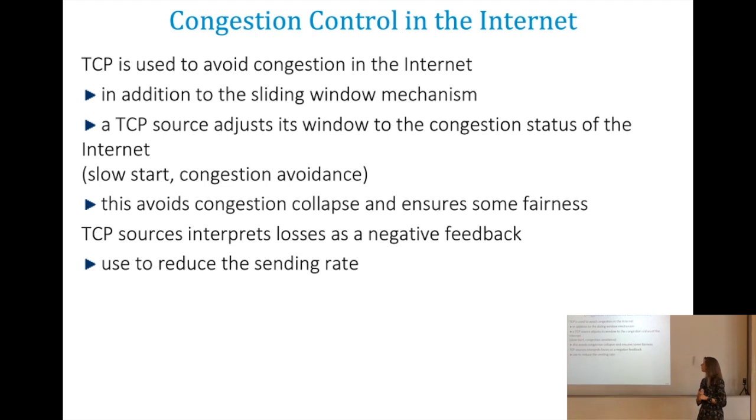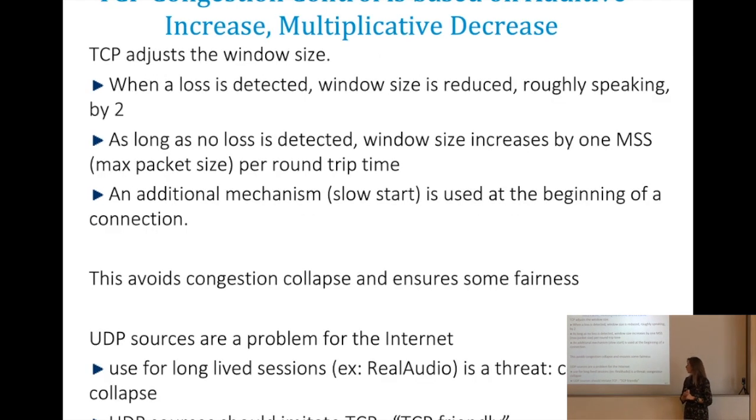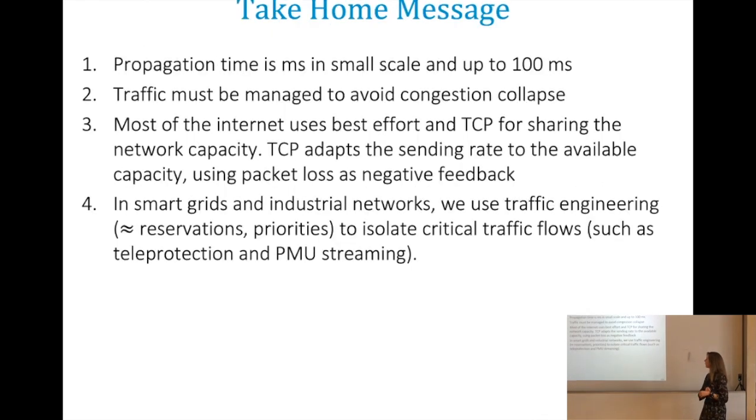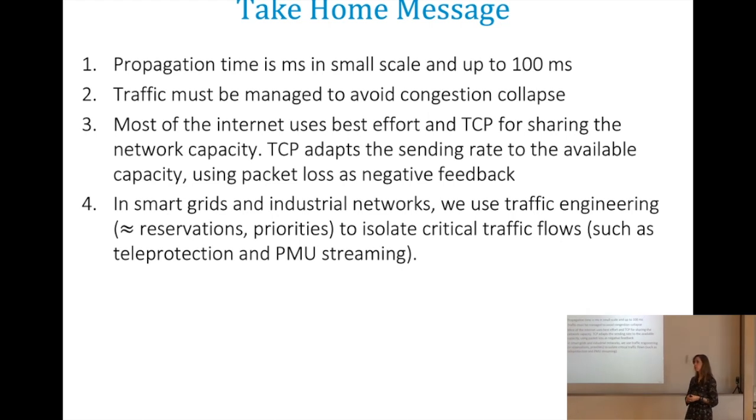So this is used in the internet, and it's very useful, but UDP sources typically don't do this, and it's a threat to the internet. So in the future, we expect that these UDP sources should try to imitate TCP in that aspect. Yeah, and I think I've said everything I wanted to say, except that in smart grids, we use more than this. We use traffic engineering to isolate critical flows, because we can have a larger overview of the network, and we can protect it such that we achieve the best bit rates possible.